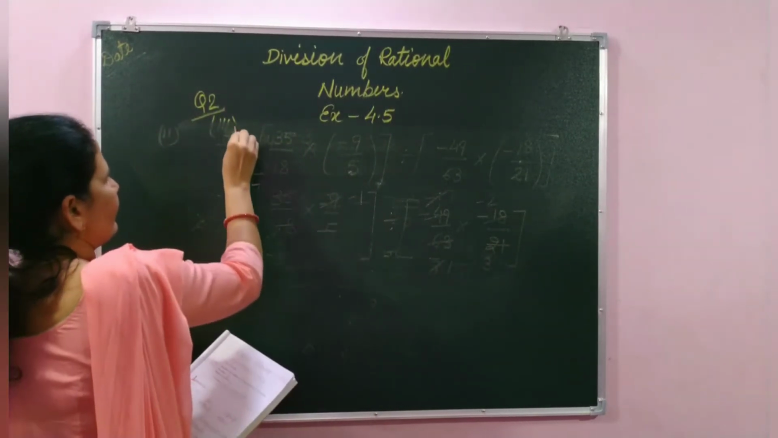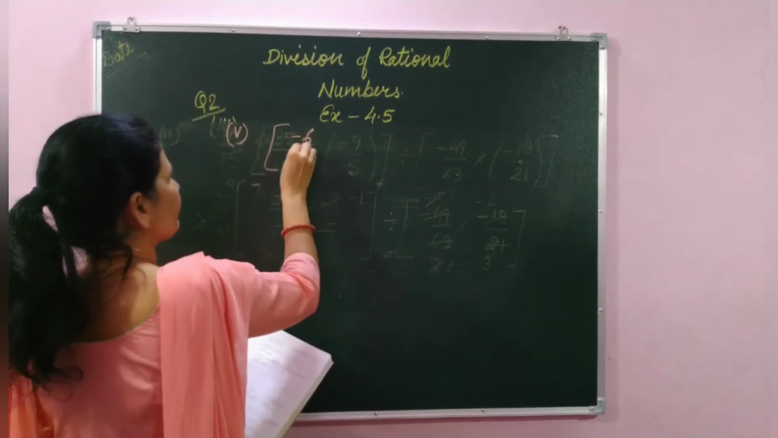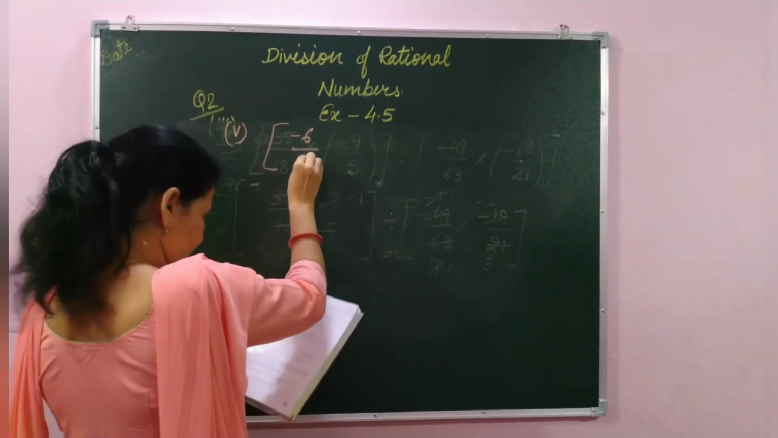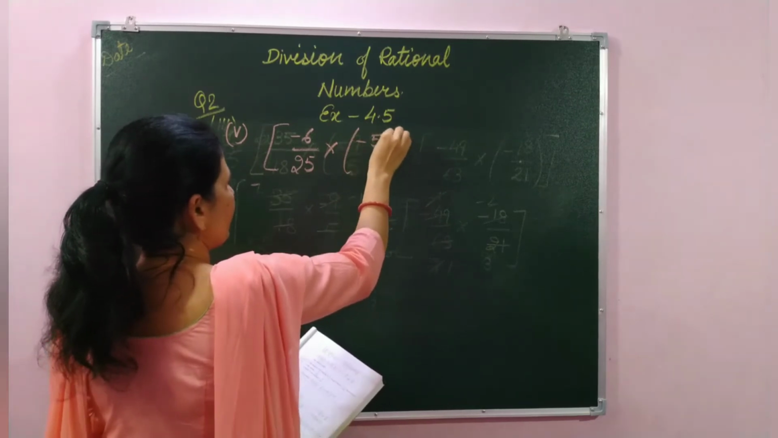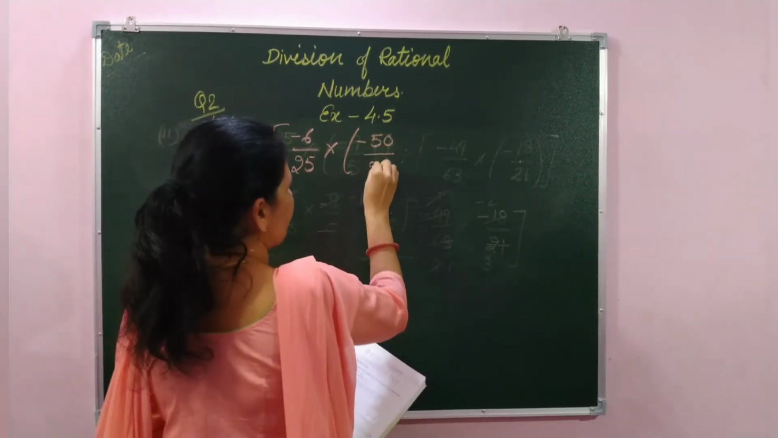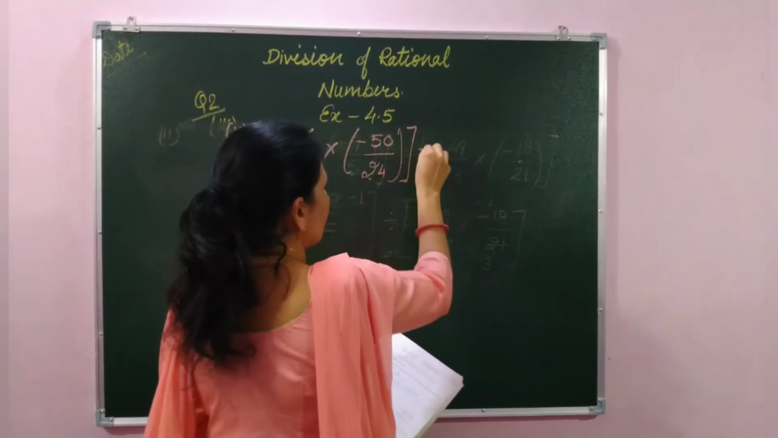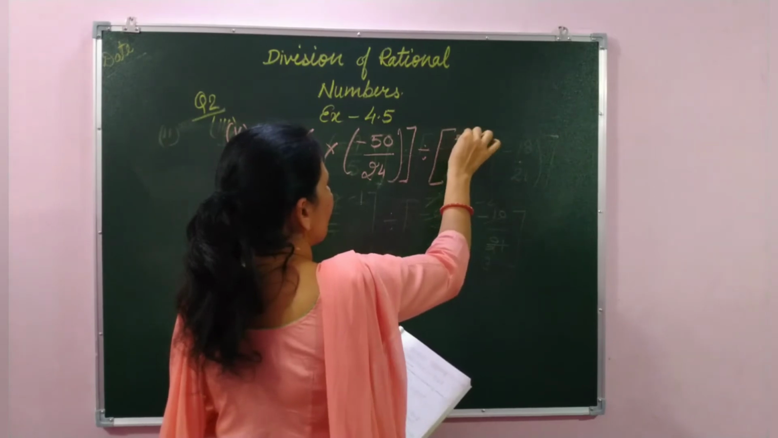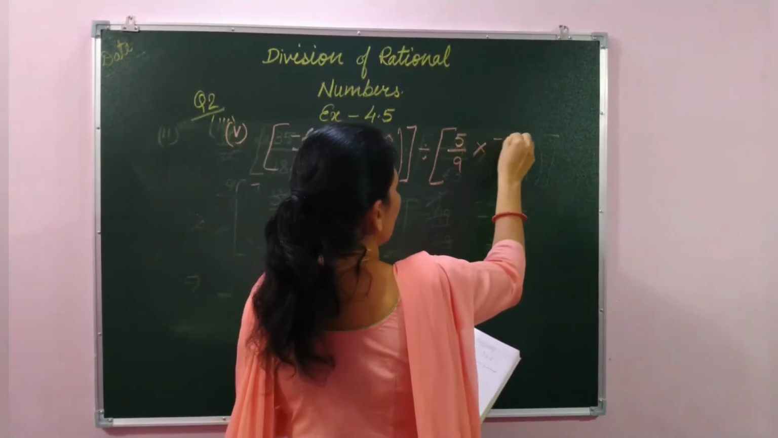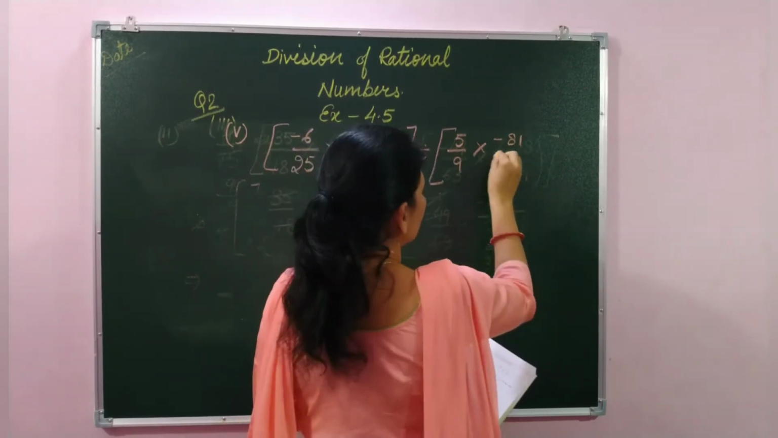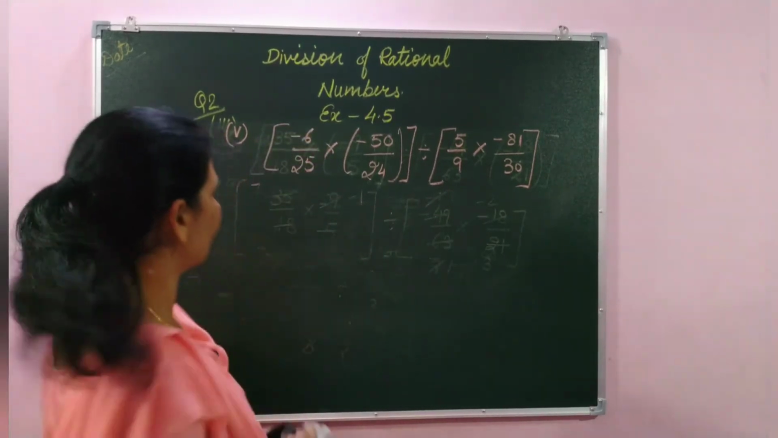The 5th part they have given minus 6 by 25 multiply minus 50 by 24. Okay, student, bracket close. Then divide sign between. The next bracket we are writing 5 by 9, then multiply minus 81 by 30. Okay, student. Now same procedure we have to follow and we have to solve this one.